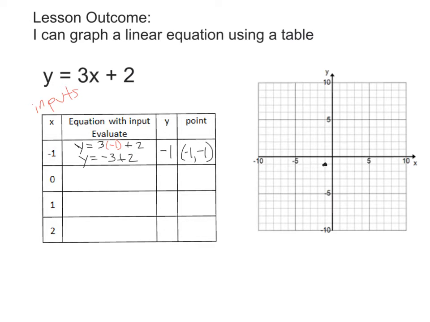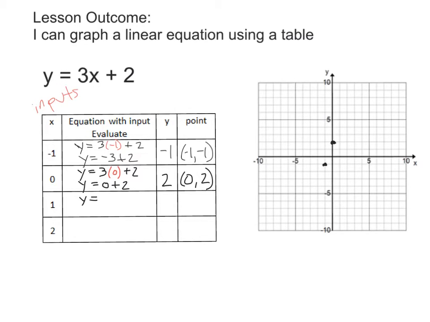So we plot that point. Now we're going to go ahead and do the same exact thing for our other 3 inputs, 0, 1, and 2. All right, so y equals 3 times 0 plus 2. Y equals, what's 3 times 0? Well, it's 0 plus 2, and 0 plus 2 is 2. So when we put an input of 0, we got an output of 2. So that coordinate pair is on the coordinate plane. So 0 on the x-axis and then 2 on the y-axis will give us this point right here.